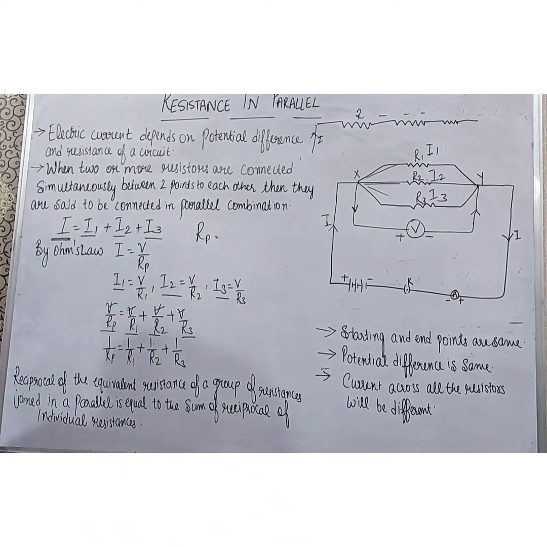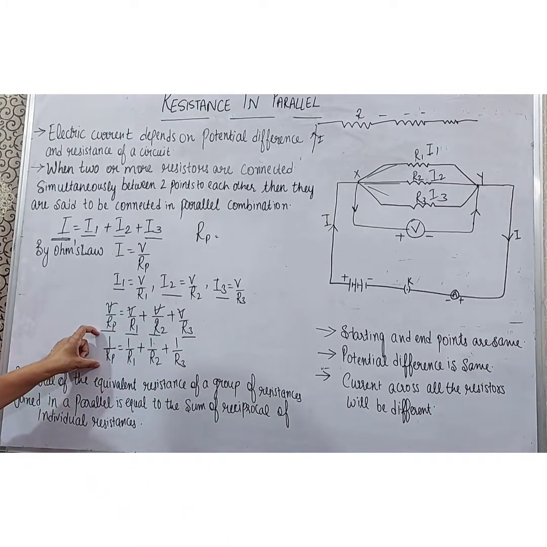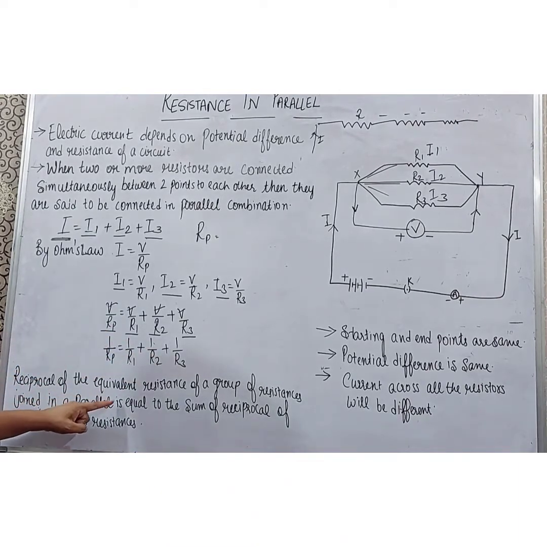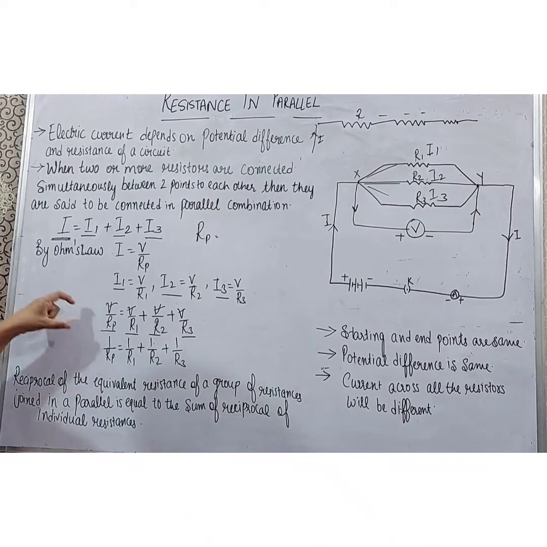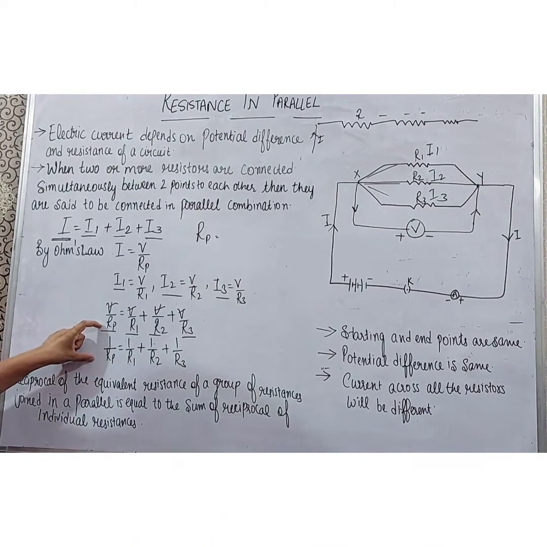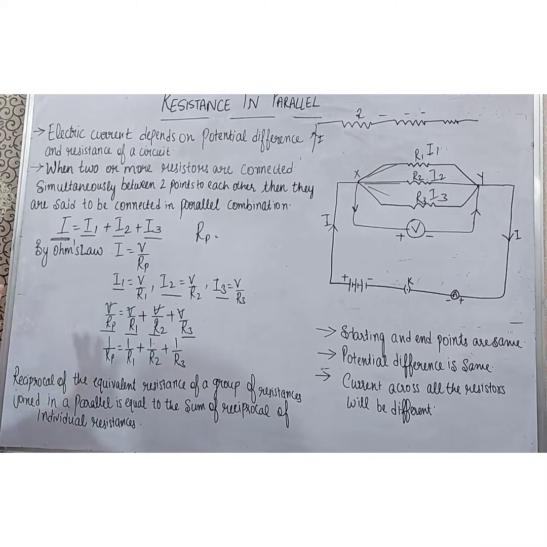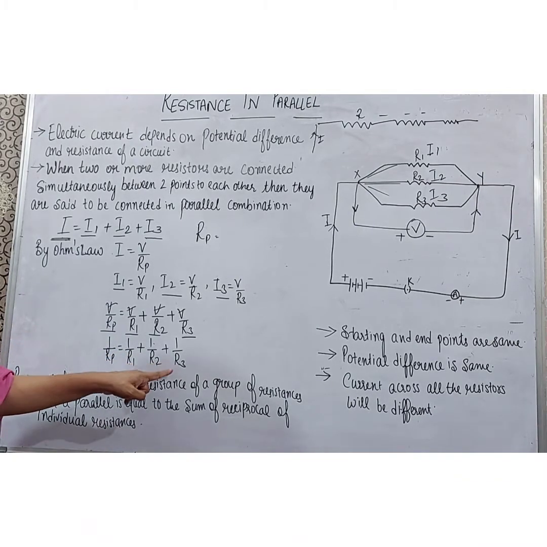What does it mean? The reciprocal of the equivalent resistance of a group of resistances joined in parallel is equal to the sum of the reciprocals of the individual resistances.